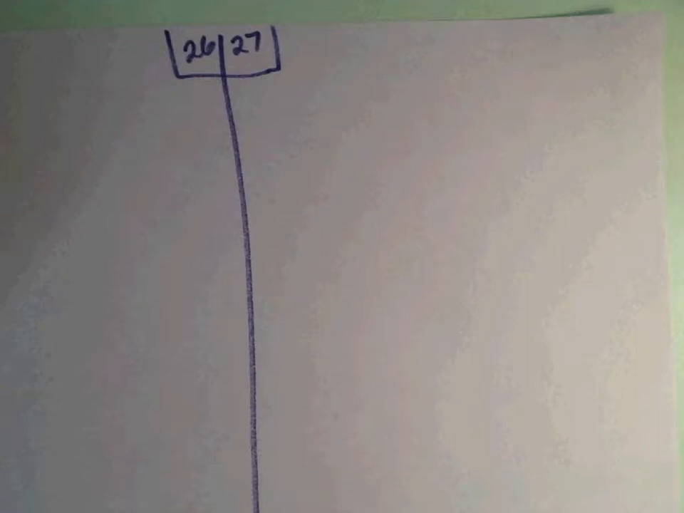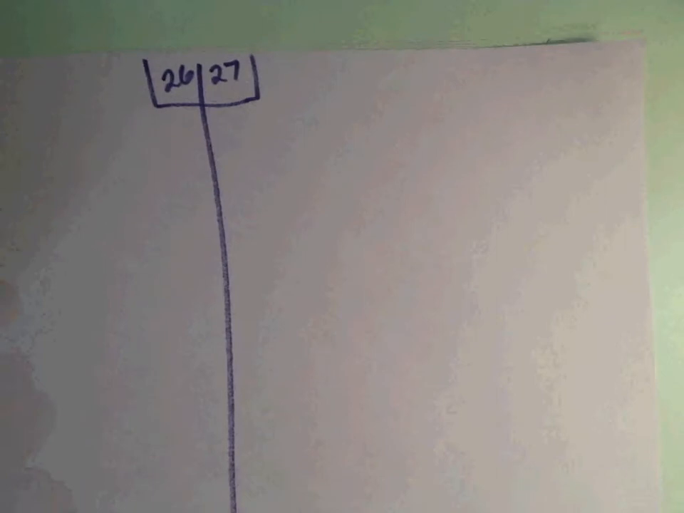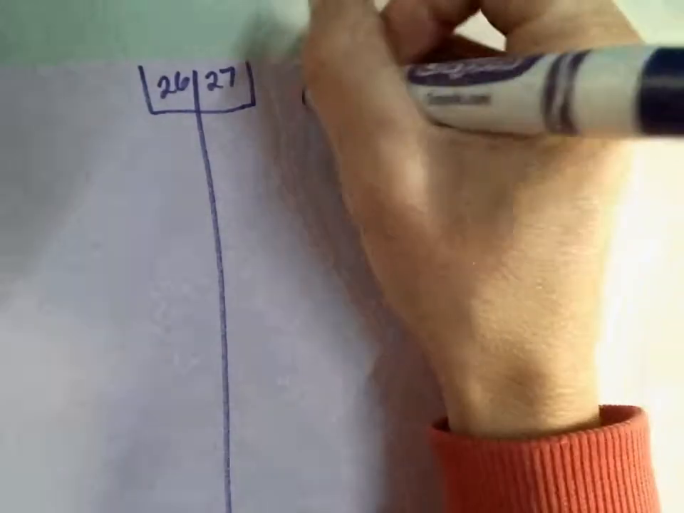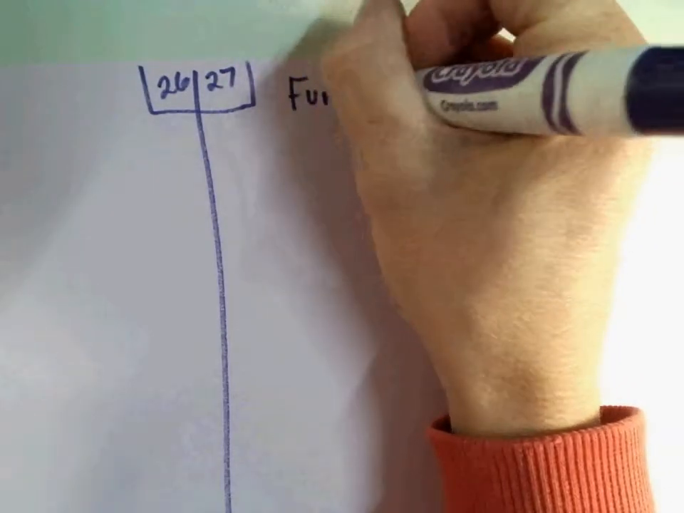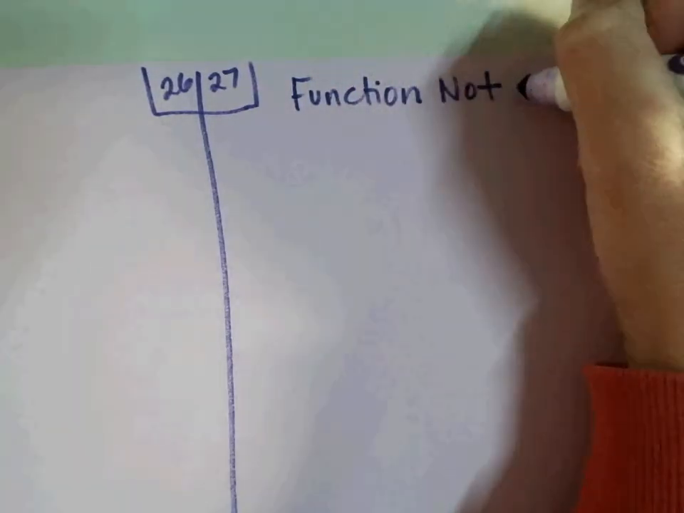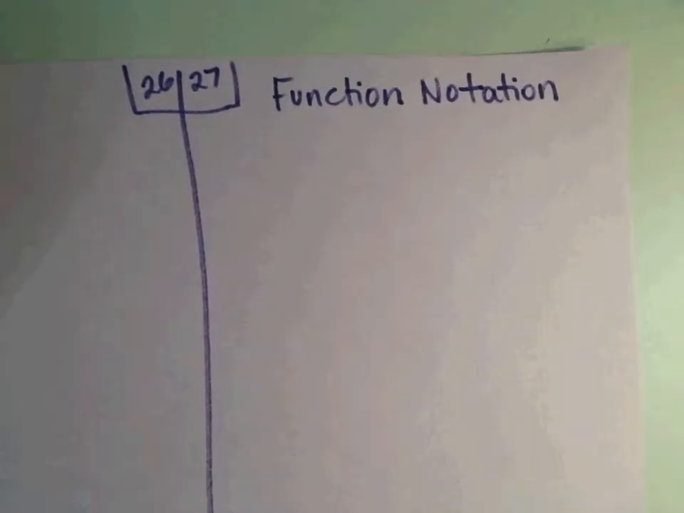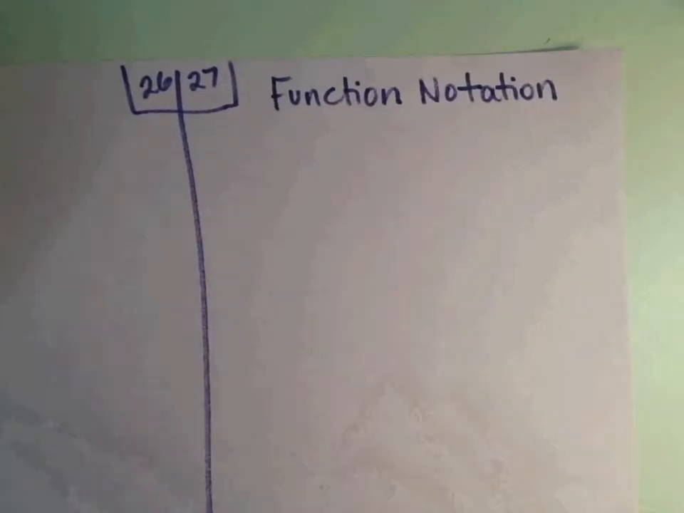Okay, this is page 26 and 27 in your notebook, and it's going to be titled Function Notation. Alright, so we're going to write some things down on page 27, and then for 26 we're going to look at a few graphs that I'm going to give you a copy of. So to start off, let's take a look at what function notation looks like.